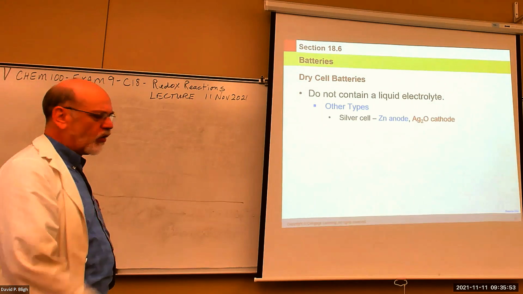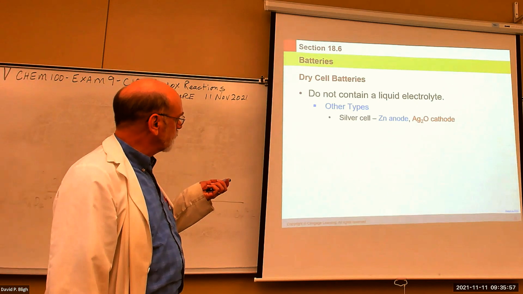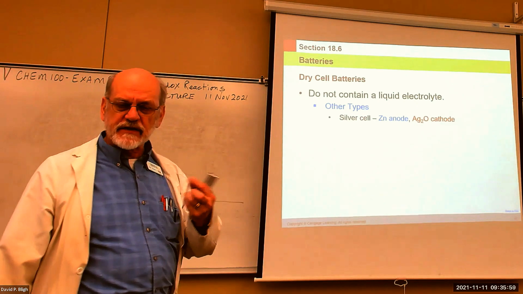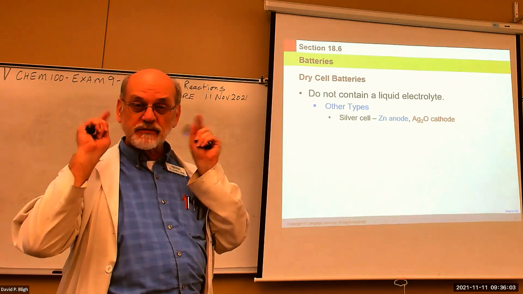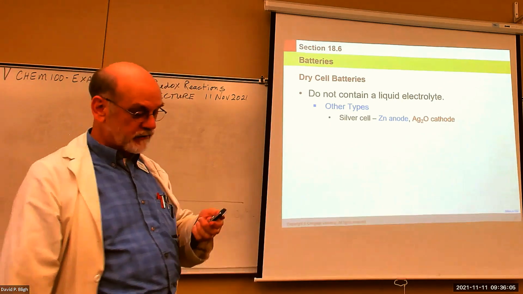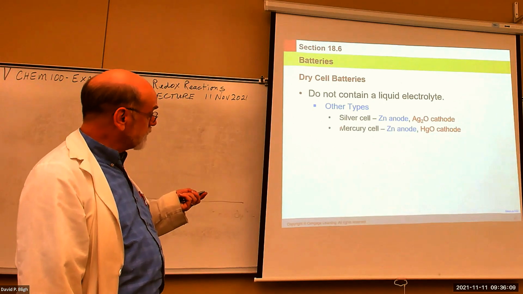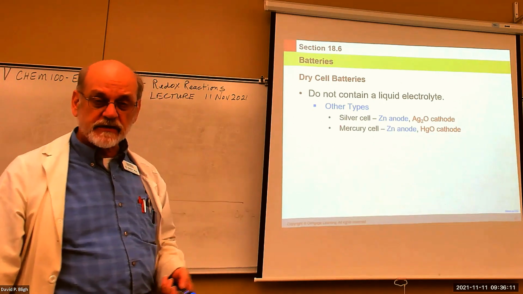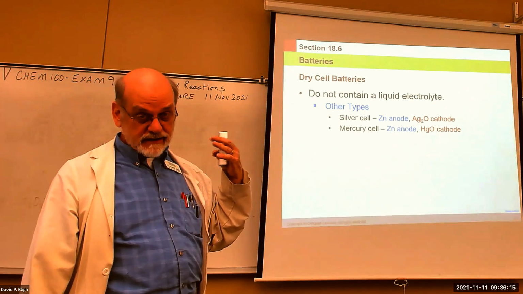Okay, there are a whole host of other types. Zinc and silver cells. Lots of times these are used in hearing aids. They're really tiny batteries. You just put them in your hearing aid and you get whatever voltage is required. These are not used anymore. Mercury cells, this reaction does work, but it's got mercury.